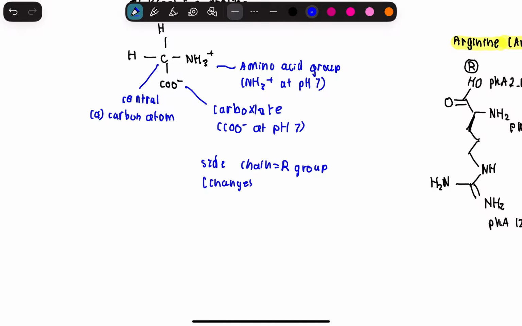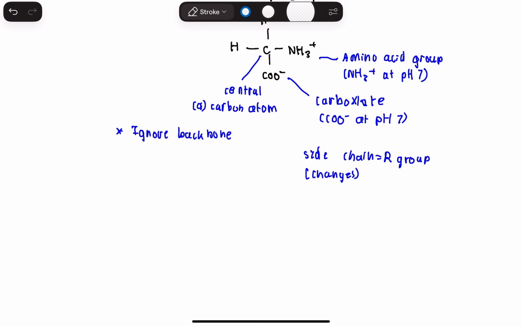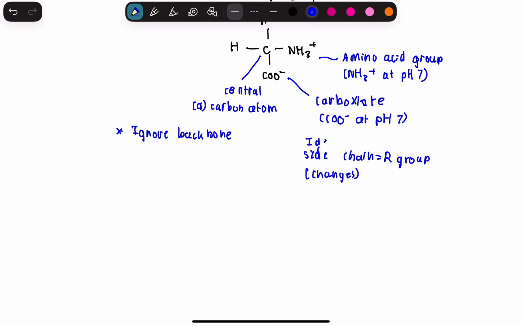This is what changes. So my tip for you for this is that you ignore the backbone and you focus on identifying this.